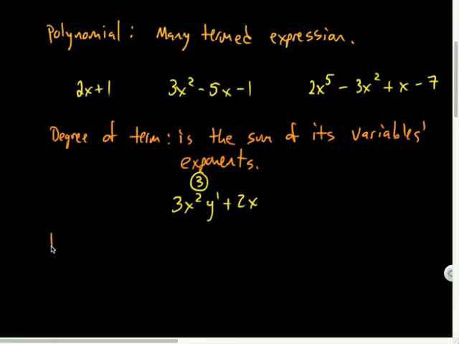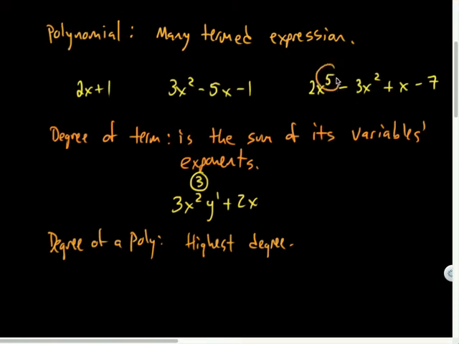So the degree of a polynomial is referring to the highest degree in the polynomial, right? So this is a 3rd degree polynomial, this is a 2nd degree polynomial, 5th degree polynomial, where it's just based off of the highest degree.